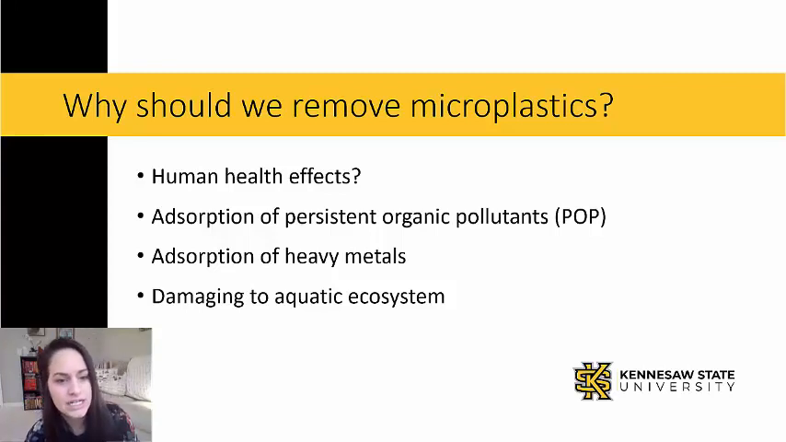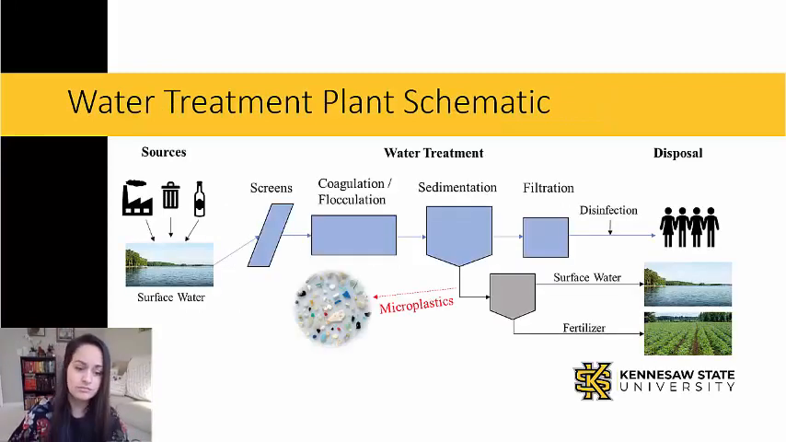However, more studies are pointing to the fact that things can absorb onto the surfaces of microplastics. So persistent organic pollutants like PFAS chemicals, as well as the absorption of heavy metals. And microplastics right now are known to damage aquatic ecosystems. They can alter wildlife's gene expression, growth, reproduction, and survival.